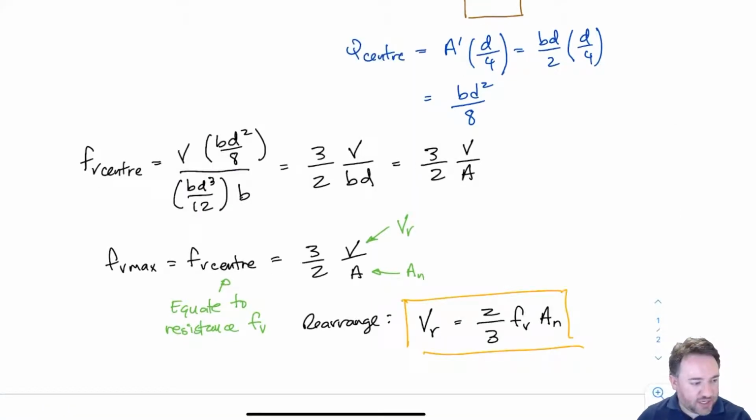So when I rearrange, I get VR, my strength in terms of shear. So my shear strength would be 2/3 of my FV times my AN, where my FV is my shear strength in terms of stress, my shear stress, and AN is the area of the cross section. So we can expect that our shear strength equation from the code may potentially look something like this.